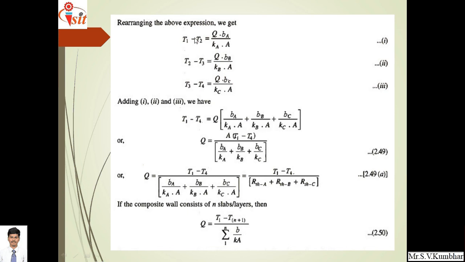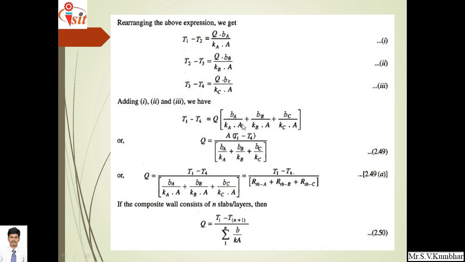Just add equations 1, 2 and 3. T2 and T2 will get eliminated, T3 and T3 will get eliminated. So T1 minus T4 will be the addition of the right hand sides: Q Ba upon Ka A plus Q Bb upon Kb A plus Q Bc upon Kc A. So Q is taken outside.